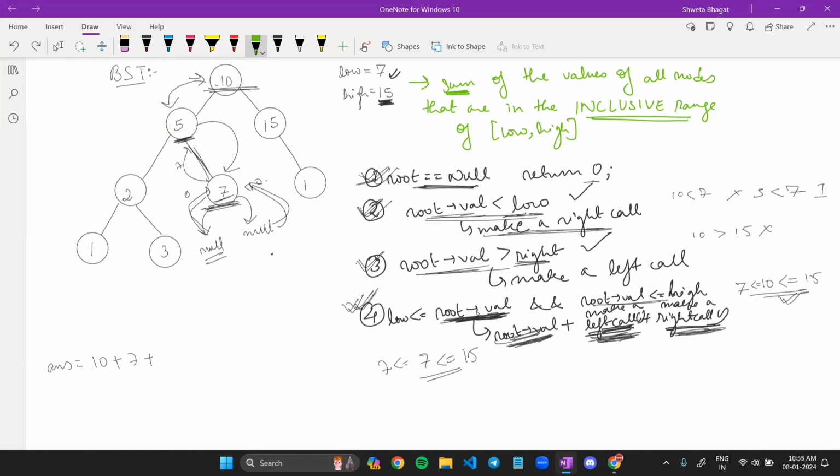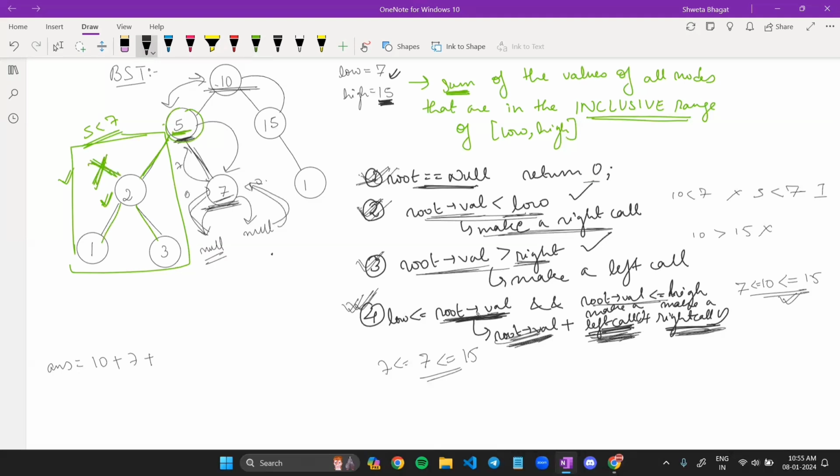Now, as you can see, since the value of 5 was lesser than low, that is 5 was lesser than 7, I didn't make any left call. So it means that this complete subtree got pruned, it got cut off. We didn't check for this because 5 is less than 7, so all the values present over here in the left subtree of 5 would be lesser than 7, because that's the property of a BST. So in this way, we have reduced our calculation by following the property of a BST, because we didn't make any call for this subtree.